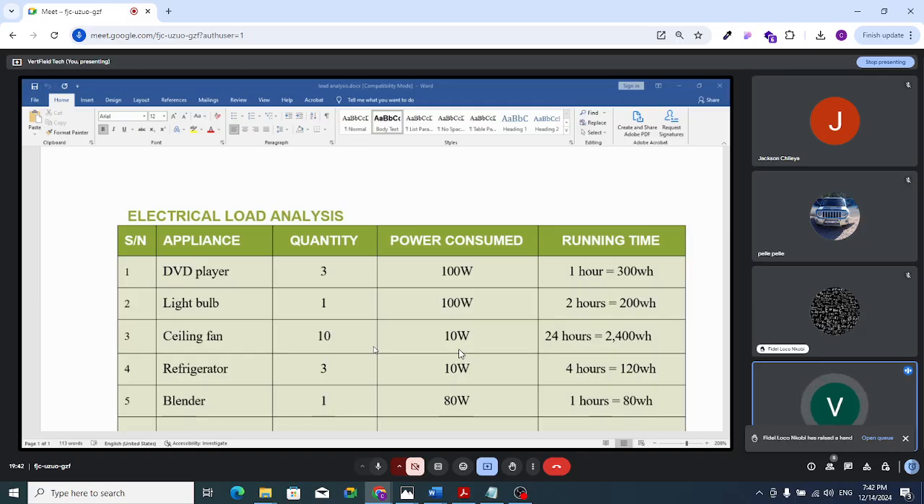So what is now the formula to use and apply this information? You say that energy need is given as quantity multiplied by the power consumed multiplied by the running time. Quantity multiplied by the power consumed multiplied by the running time gives you your energy need.